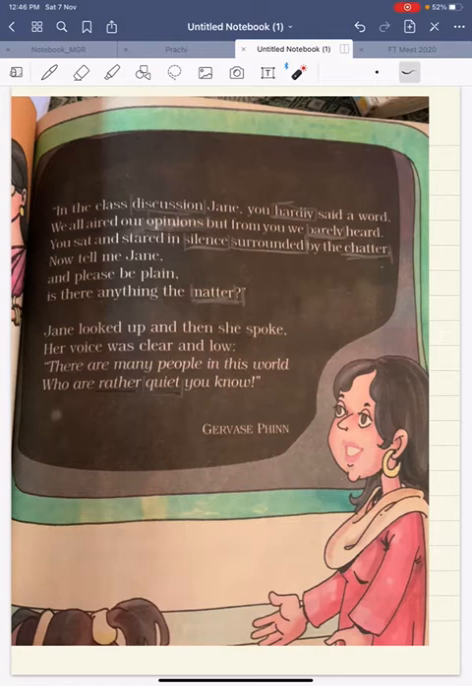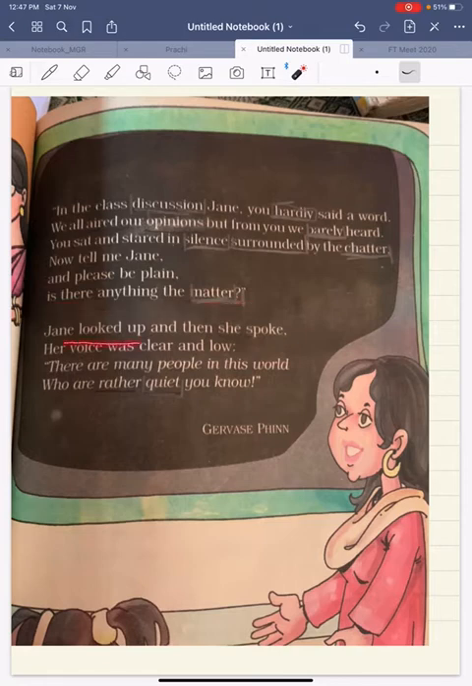You sat and stared in silence, surrounded by the chatter. All the other children were talking loudly and presenting their views, but you sat among all this chatter, you just sat in silence. Now tell me, Jane, and please be plain. Means, now, Jane, tell me the reason behind it and please be clear. I want to know, the teacher wants to know why Jane is so quiet. Why she is not taking part in the discussion. Is there anything the matter?